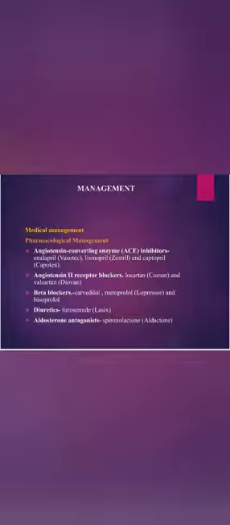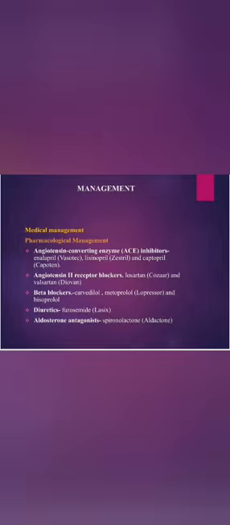These are the tablets, and the next beta blockers: carvedilol, metoprolol, and bisoprolol. And the next is furosemide. Among loop diuretics we choose furosemide, like Lasix, and the next aldosterone antagonist like spironolactone we choose here. These are the medical management including this.